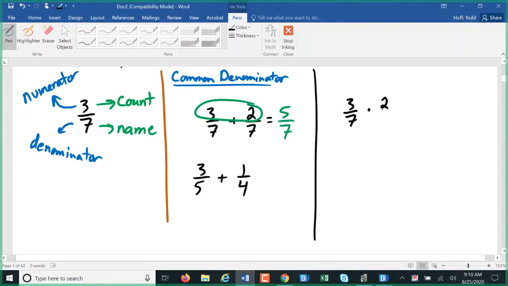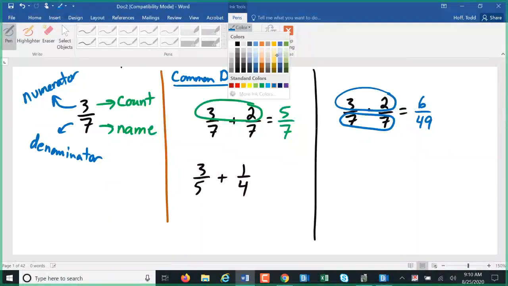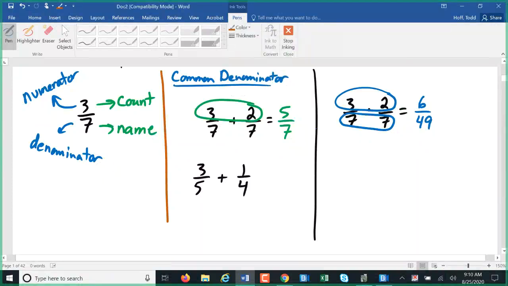When we multiply or divide, we do not need the same name. We were taught you just multiply straight across. Multiply the numerators. 3 times 2 is 6. Multiply the denominators. 7 times 7 is 49. Question is why? Well, it's not just because our 3rd grade teacher said so.